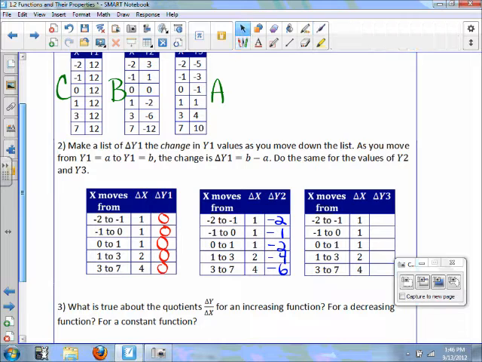Now you look at the next one. From -2 to 1, it goes up 2. From -1 to 0, it goes up 2. From 0 to 1, it goes up 2. From 1 to 3, it goes up 3. And from 3 to 7, it goes up 6.